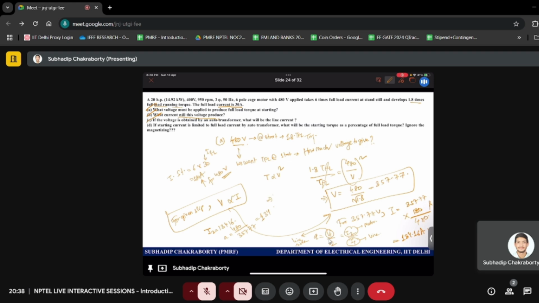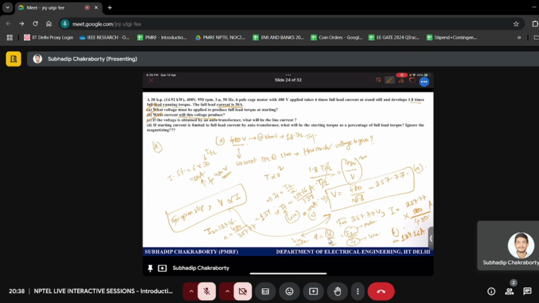So what will be I1? Line current. Since the voltage is higher on the line side, the current will be lower. So this will be 134.16 divided by 1.34. This is the line side. And how much will it be? This will be around 100 ampere, right? So this is the answer of the C part. This is the answer of the B part. And this is the answer of the A part, right?